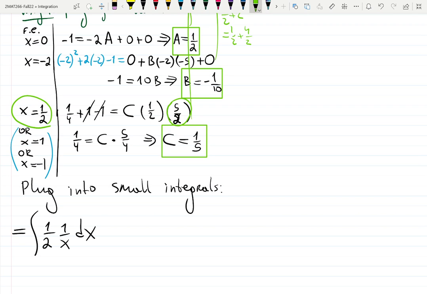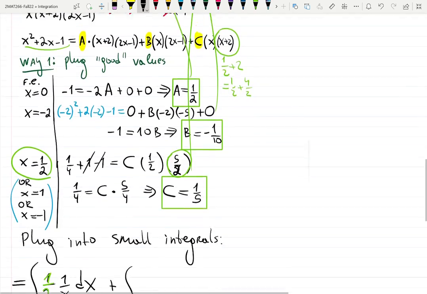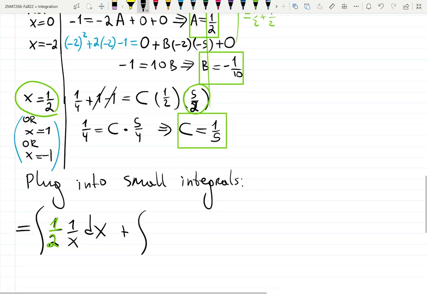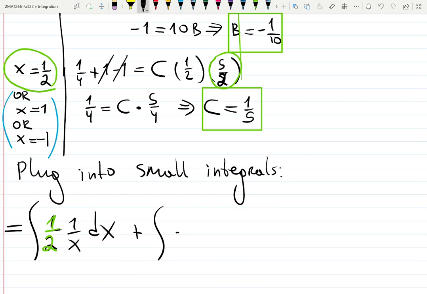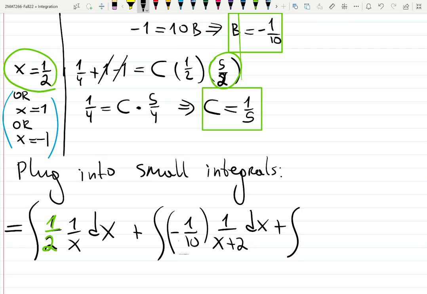Maybe I'll put it in green for you. So 1/2, and it was 1 over x. Plus b over x plus 2. Let me zoom in. B is minus 1/10. Put it in parentheses. 1 over x plus 2 dx. Finally, c. And again, I'll put it in green. 1/5. This is my c. We found it.